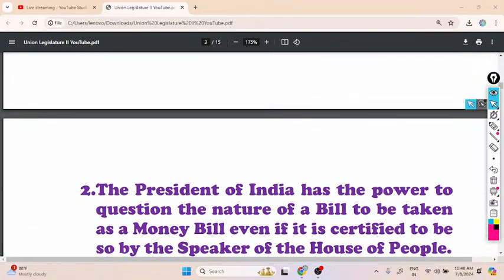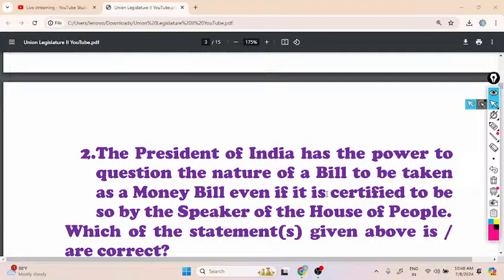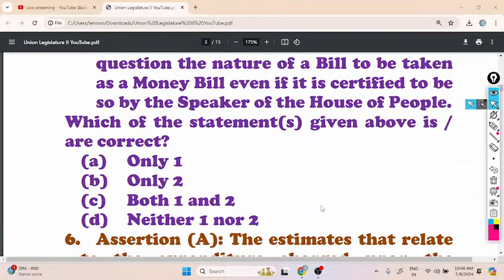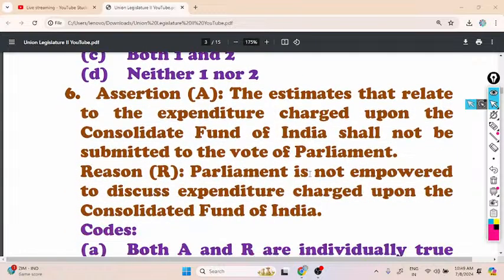Number 1 is correct. Number 2, the President of India has the power to question the nature of a bill to be taken as a money bill even if it is certified to be so by the Speaker of the House. No such provision is provided in the Constitution. The President gives prior recommendation for the money bill for introduction, and as soon as it is certified by the Speaker, the President gives the prior recommendation. So there is no such provision. Only one will be the answer. Money bill is dealt with under Article 109 and Article 110. Study more about money bills, get a clear idea of what constitutes a money bill.